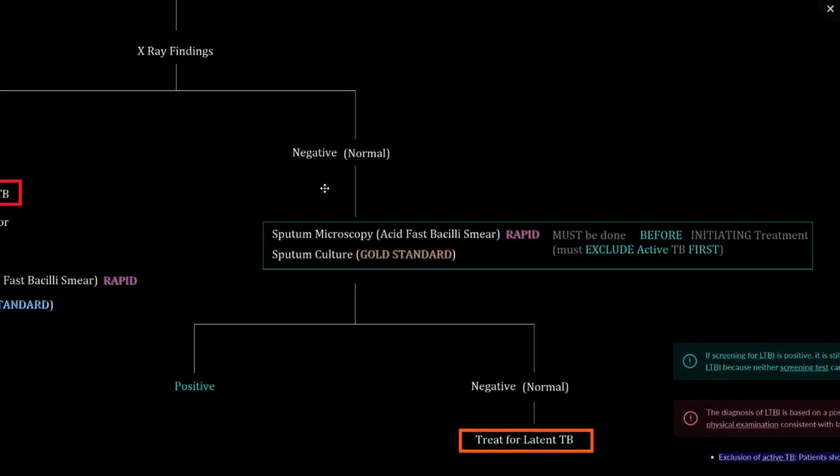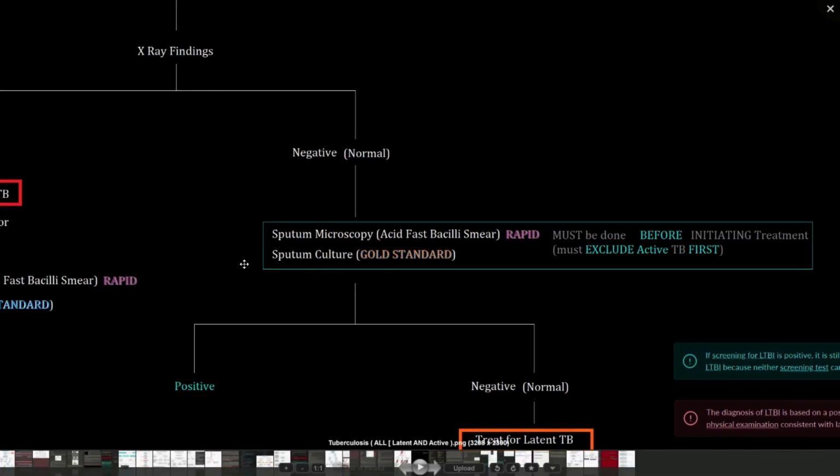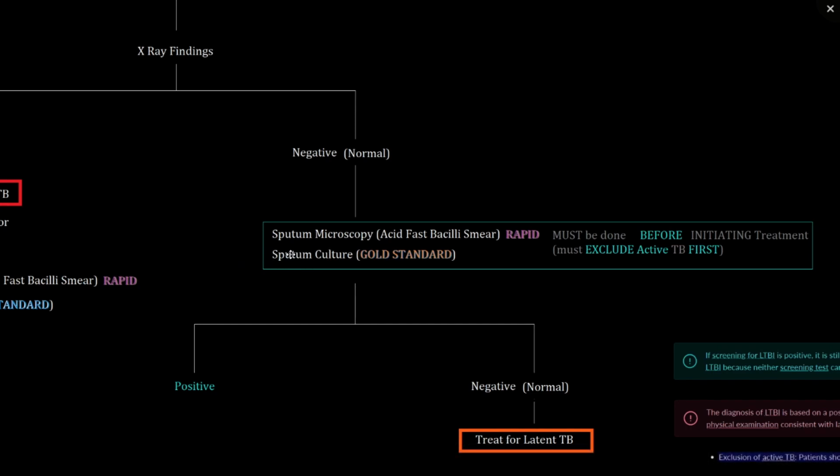In patients who are negative for the x-ray findings, you are going to do a sputum microscopy and a sputum culture, okay. You are going to do the confirmation tests, and you will wait, okay. You are not going to initiate the treatment. You will wait to exclude active TB, okay. You need to exclude that this patient has active TB. Then you are going to start with the latent TB regimen, okay.